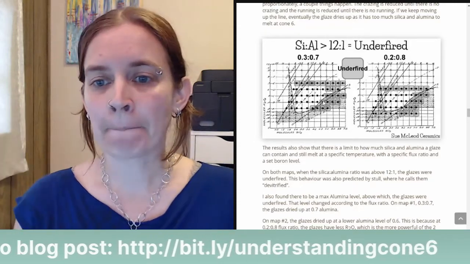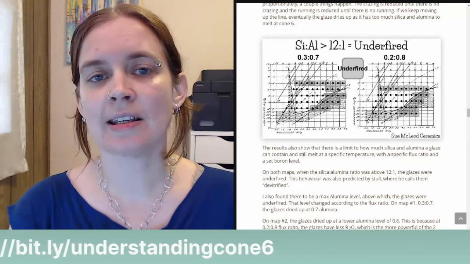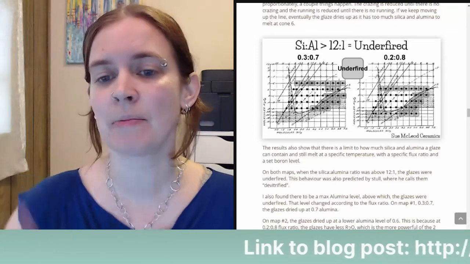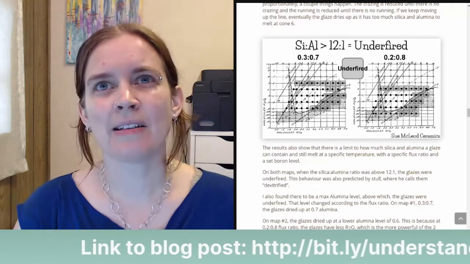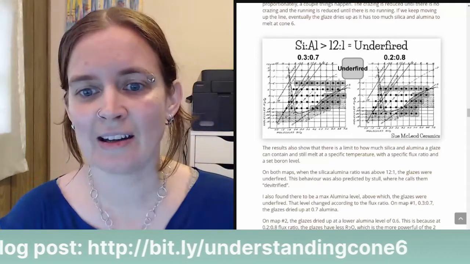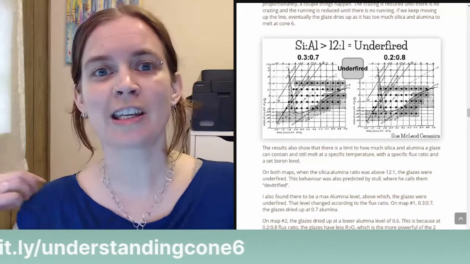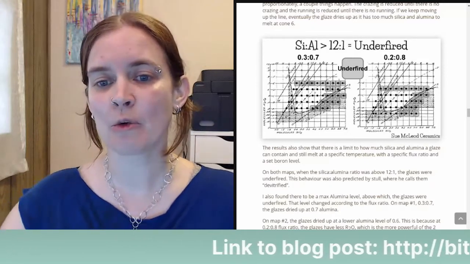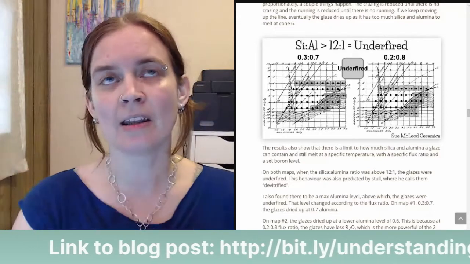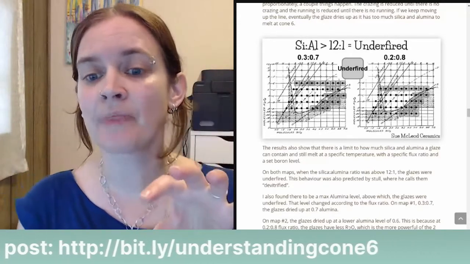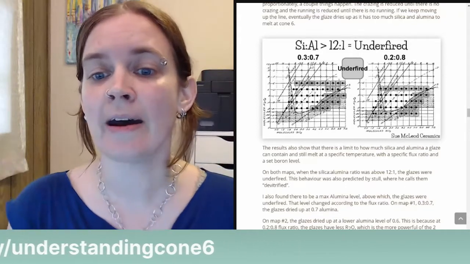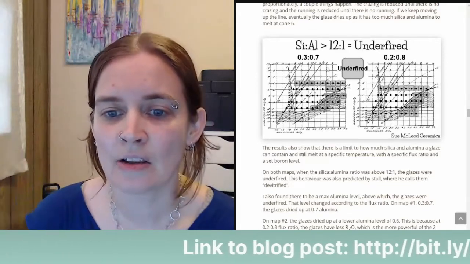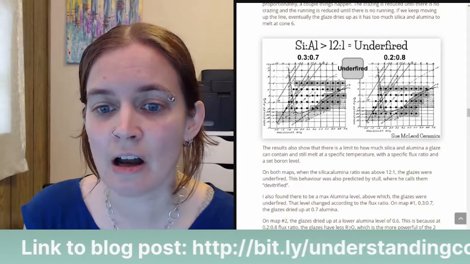And if you think about it, the reason why we add fluxes to our glazes is to reduce the melting temperature of silica and alumina, which both have very high melting temperatures. I believe silica melts at around 3,000 degrees Fahrenheit and alumina melts at 4,000. So it's like cone 42 is the temperature that alumina will melt at by itself without any fluxes. And so we add fluxes to bring down the melting temperature. But if we keep the fluxes the same and we're increasing the silica and/or alumina, then eventually there's just not going to be enough flux for that glaze to melt. And so that's why we get these underfired results up at the top here.